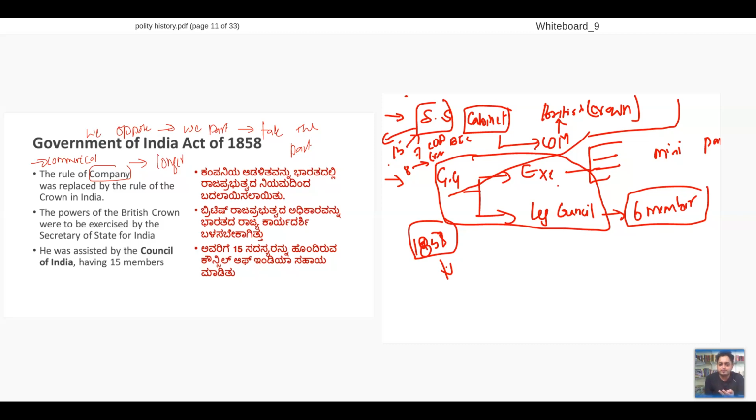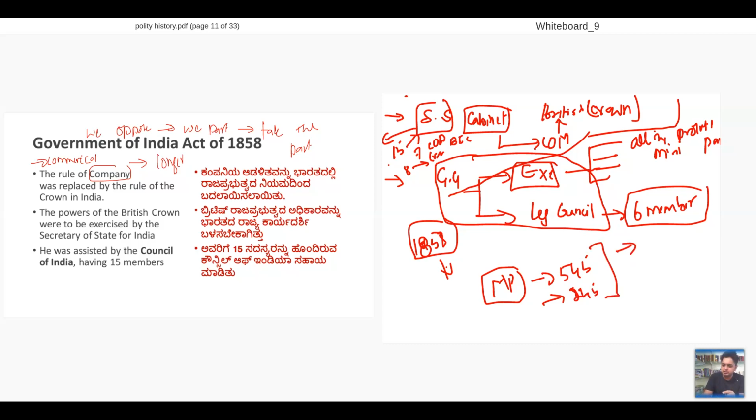Now I'll ask you one more question. Will they involve Indians in the Executive Council or the Legislative Council? No. In the Executive Council, they will never involve Indians, because it has all the important portfolios like defense and law. Same way, we have 545 MPs. In the Council of Ministers, will they take anybody, or only ruling party people? Only ruling party people. They become the Council of Ministers.